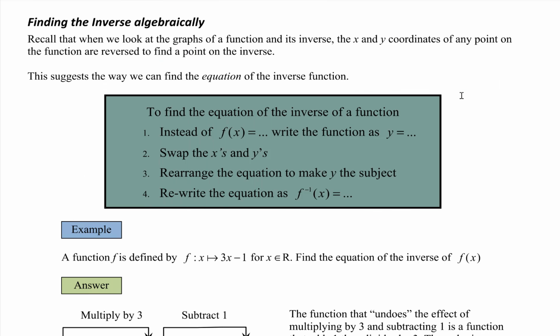So let's talk about finding the inverse algebraically. Earlier on I said how you can just swap the x and y values over to get the graph of the inverse. So if the point (2, -1) is on the original function, then the point (-1, 2) will be on the inverse. So being able to do that, and that idea of the inverse being a reflection in the line y equals x, suggests a way that we can work out the equation of the inverse algebraically, and that is basically to swap the x and y values in the equation. So that's what I'm going to do. Swap the x and y values in the equation, rearrange it so that y is the subject, and then rewrite it as the inverse function.